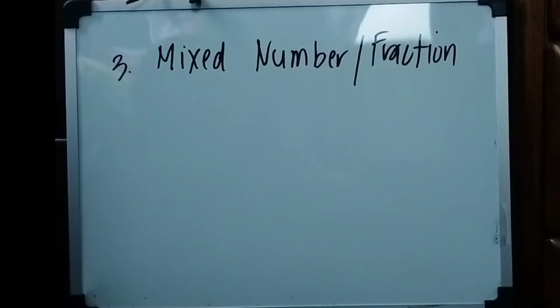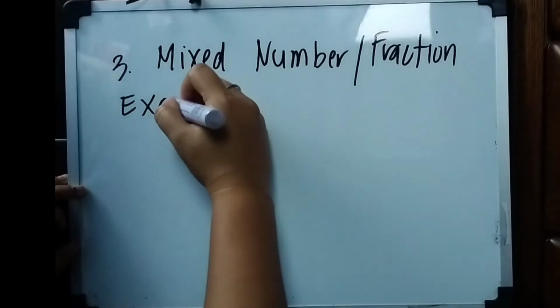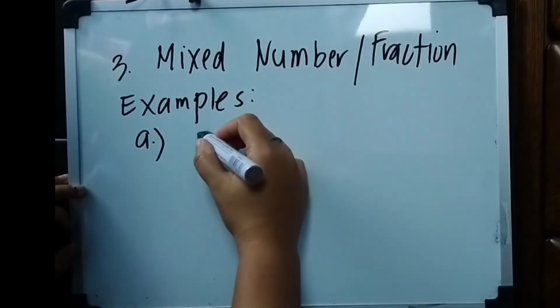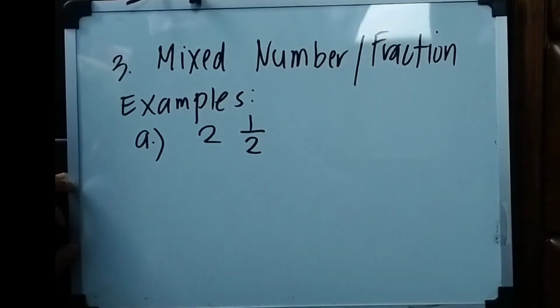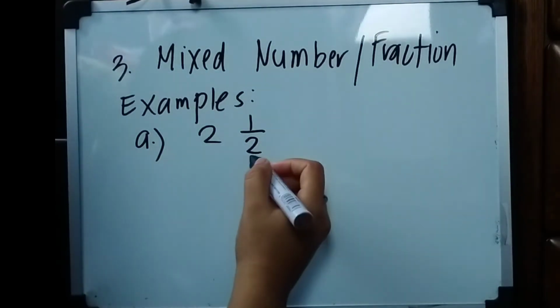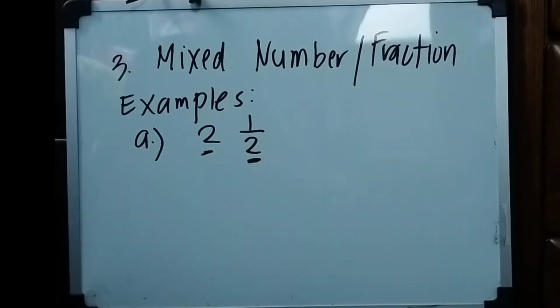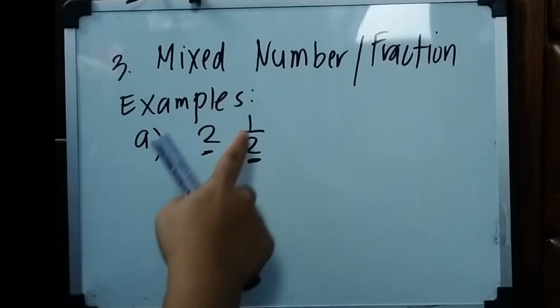So for the third type of fraction, we have here a mixed number, also called a mixed fraction. So why is it called mixed? Basically, it's called mixed because it is a fraction in which it has a whole number and a fraction. So for example, we have here 2 and 1/2. Here we have a fraction which is 1/2 and a whole number which is 2. You always have to remember that a mixed number is with a whole number at the left side of a fraction.